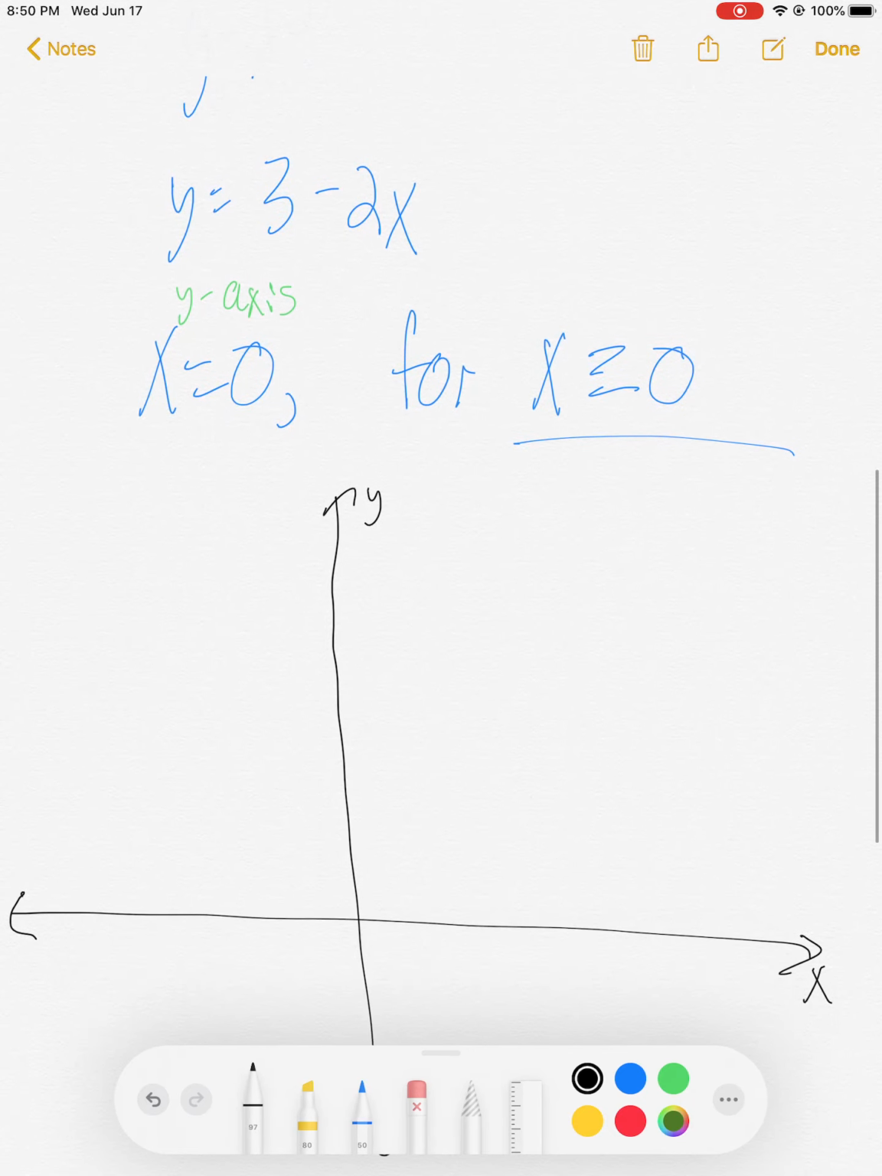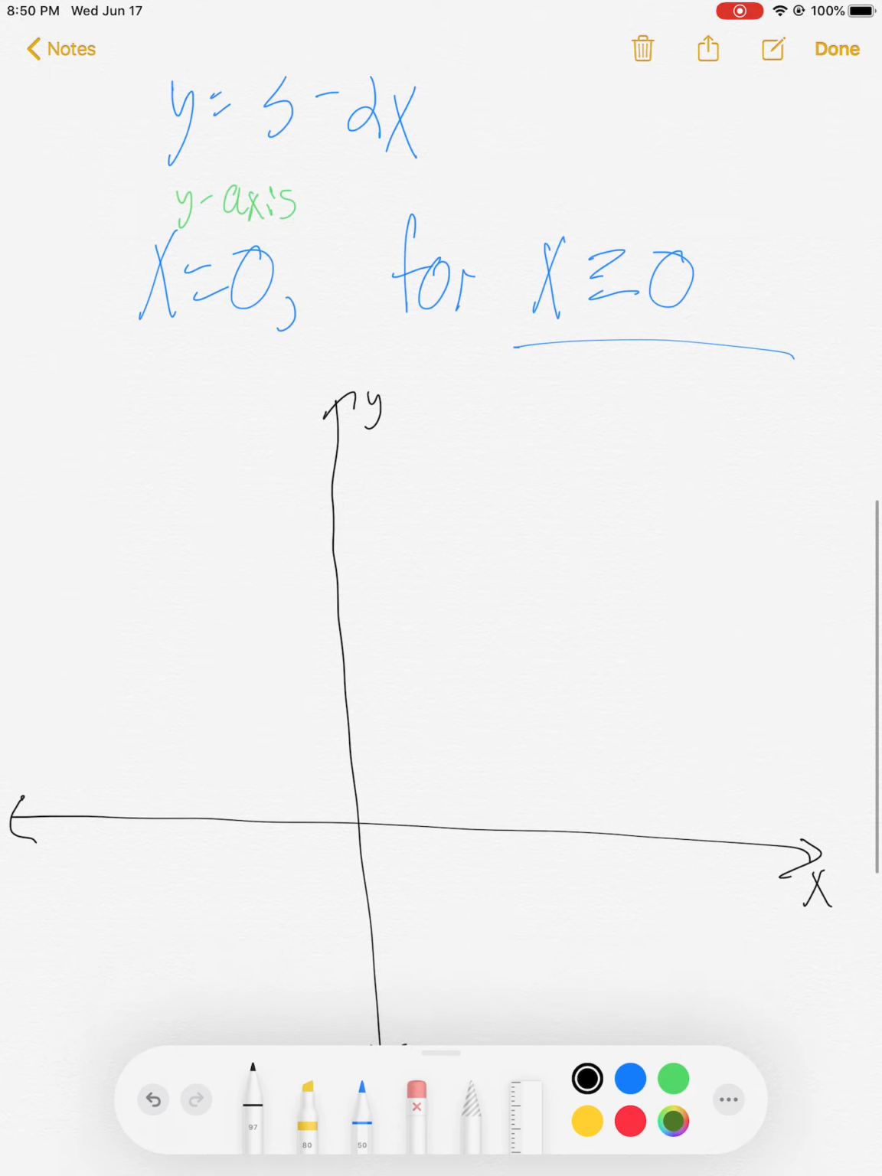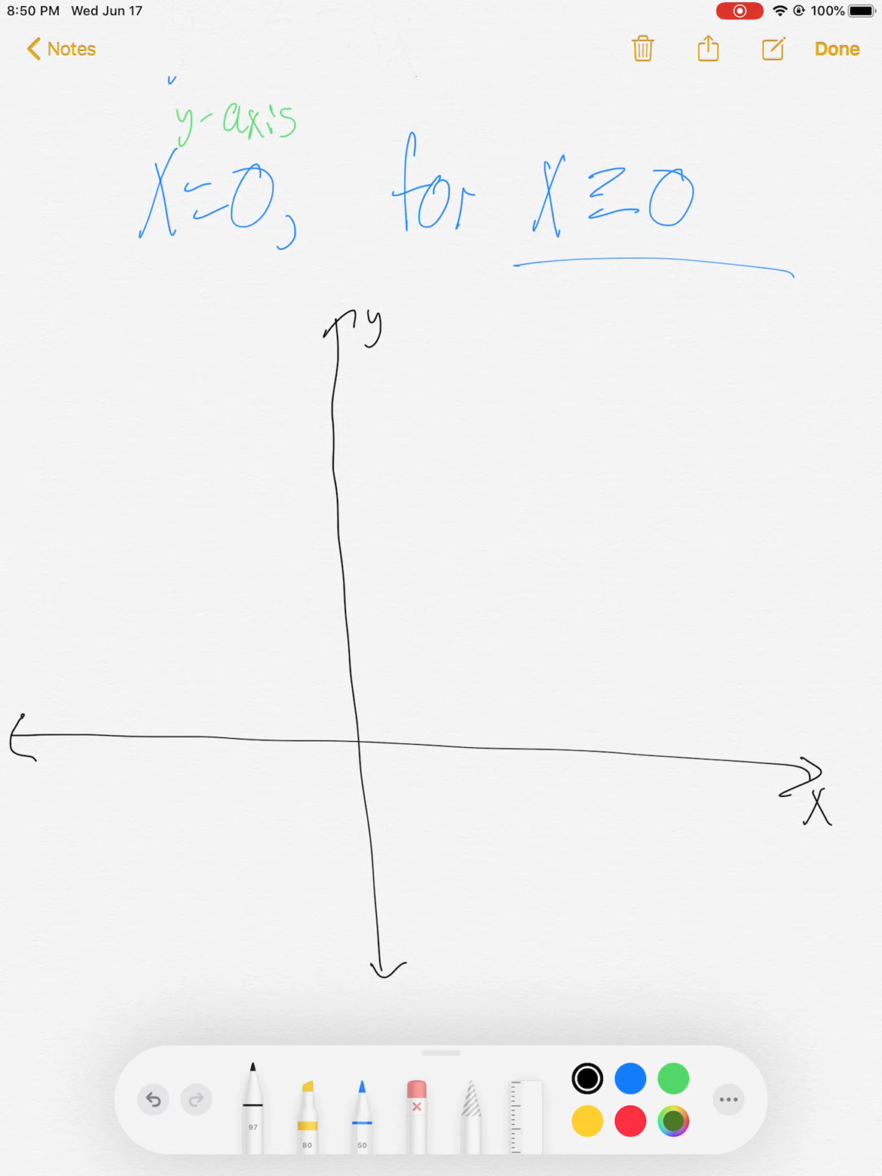We've got y equals 3 minus 2x. We love slope-intercept form, right? That's going to be the line. It goes up here, y equals 3, and then it has a slope of negative 2. So I'm just going to sketch it. It doesn't have to be perfect, but it's going to look something like that. So this is y equals 3 minus 2x.